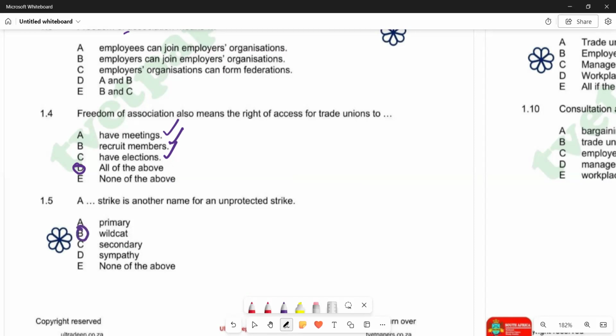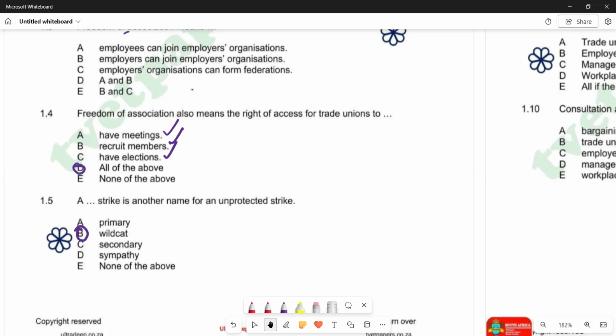Wildcat. A wildcat strike is a strike action undertaken by unionized workers, which means workers that are in trade unions, without union leadership authorization, support, or approval. So it's a strike that is being undertaken without the approval of the union leadership. So obviously there is no protection.